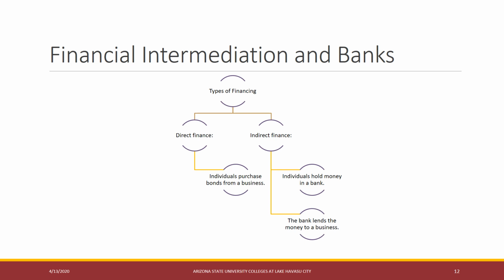Business financing is not always direct. Individuals might choose instead to hold a time deposit at a bank. The bank may then lend to the same company. In this way, the same people can provide indirect finance to a business. The bank makes this possible by intermediating the financing of the company.